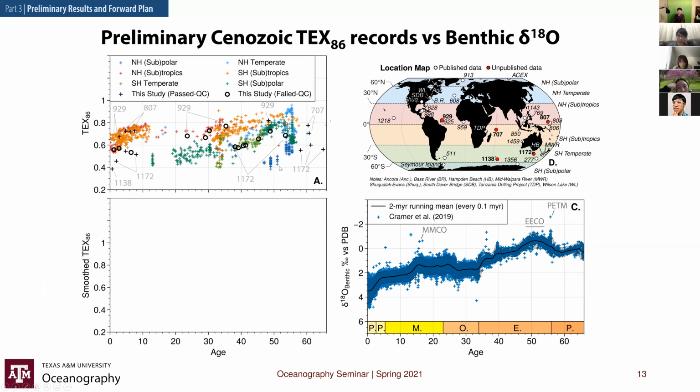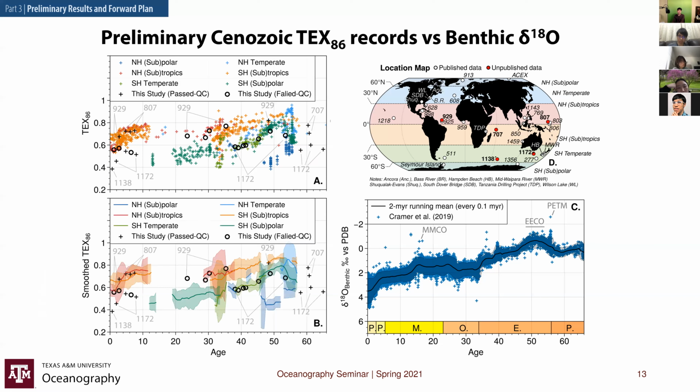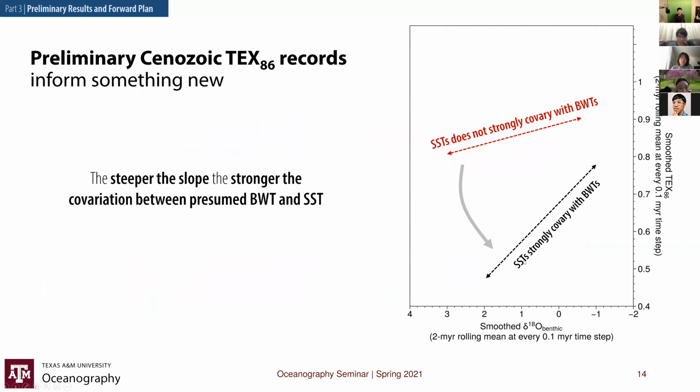But because the data are very different in terms of density and the locations they're collected from, what I'm doing here is smoothing the data using a rolling mean. Then we will be able to compare the value of TEX86 from different latitudinal zones with the benthic delta 18O at each time step across the Cenozoic period. And next is how it looks.